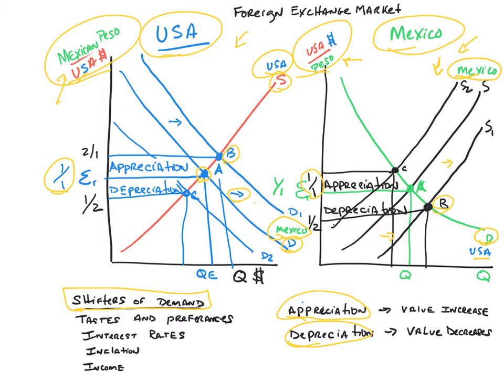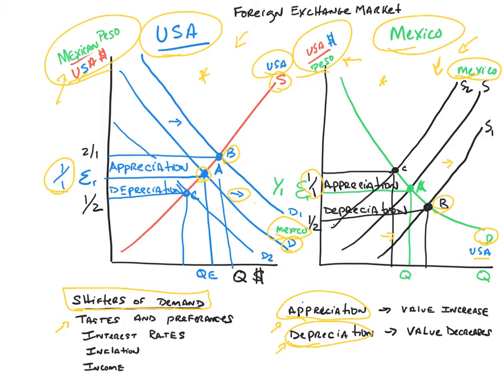And it doesn't matter which curve you switch. If you wanted to shift demand over here and you wanted to shift supply over here, it doesn't matter on the test. You can do either one as long as you show appreciation or depreciation of the currency. It doesn't matter. Okay. So let's look at the four shifters, and the first one is called tastes and preferences.